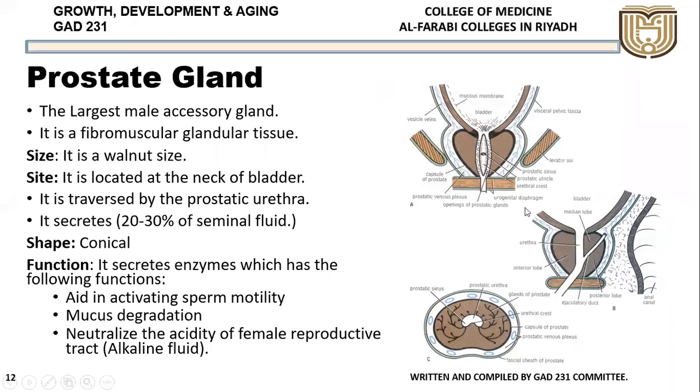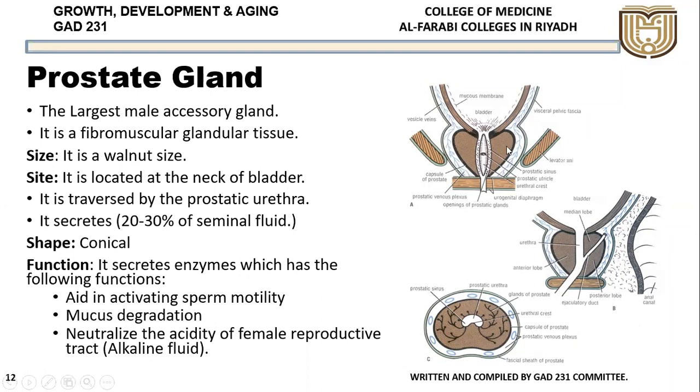So now we are talking about this prostate gland. This is the largest male accessory gland. It is a fibromuscular glandular tissue. Very important, fibromuscular, because later in pathology, you will study that this fibromuscular glandular tissue has the capacity to hypertrophy, and it leads to a lot of complications in the elderly. Then the size: it is almost the size of a walnut.